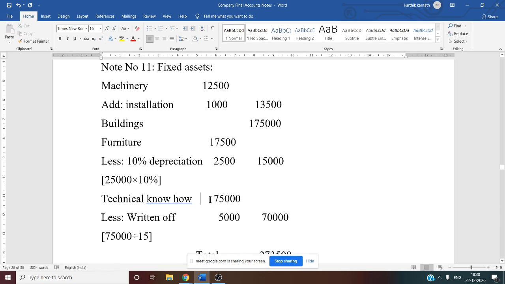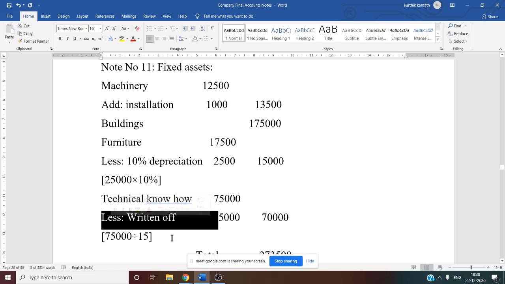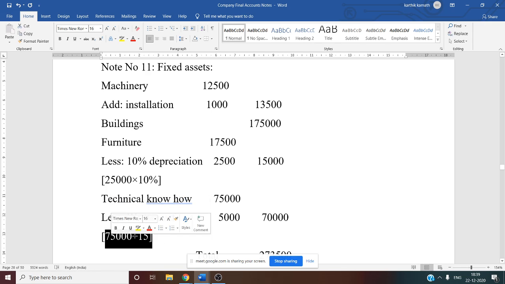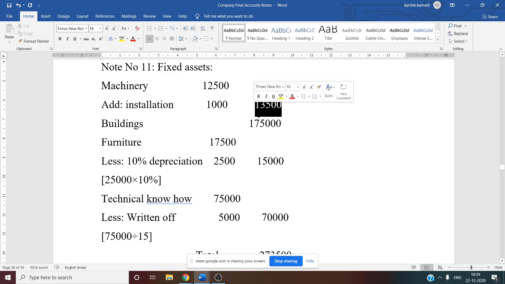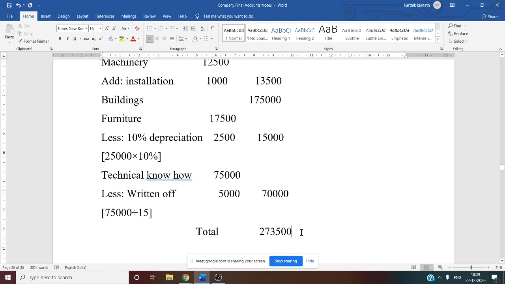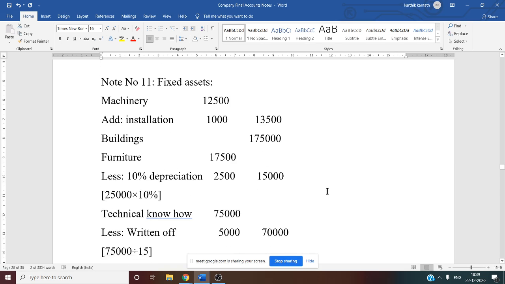Then there is technical know-how, given at cost of 75,000, but there is a write-off over a period of 15 years. That is why we do 75 divided by 15 to get the write-off for this particular year, that is 5,000. So 75,000 minus 5,000, technical know-how final total is 70,000. Final fixed assets: machinery 13,500 plus building 1,75,000 plus furniture 15,000 plus technical know-how 70,000, that is 2,73,500. Note number 11 is over.